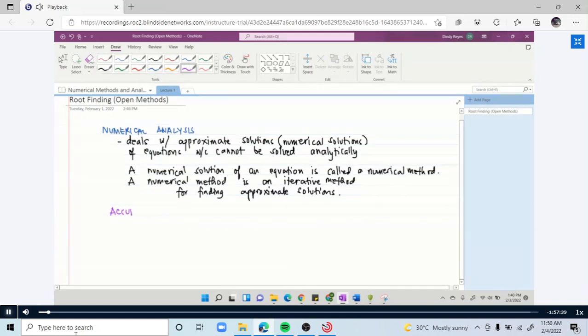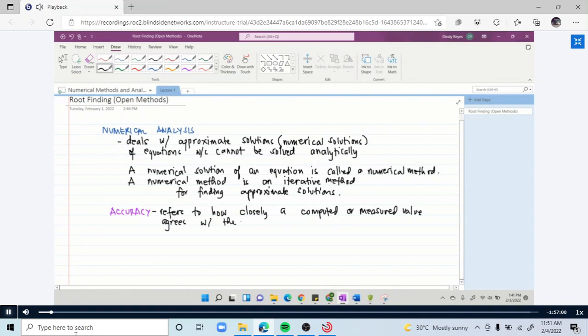So accuracy is also very important to define. So accuracy refers to how closely a computed or measured value. Remember, our values here are just approximations, no? Computed or measured value agrees with the true value.